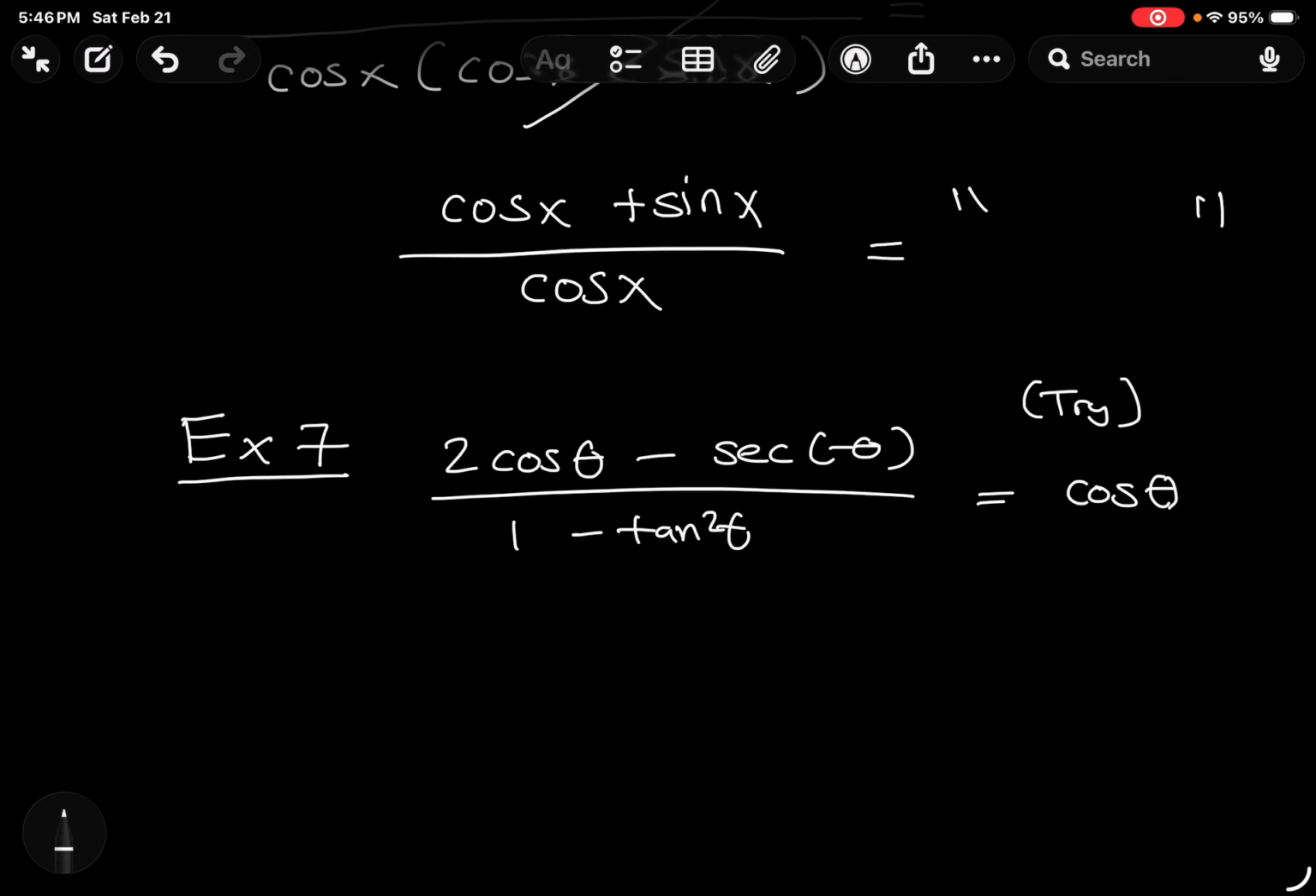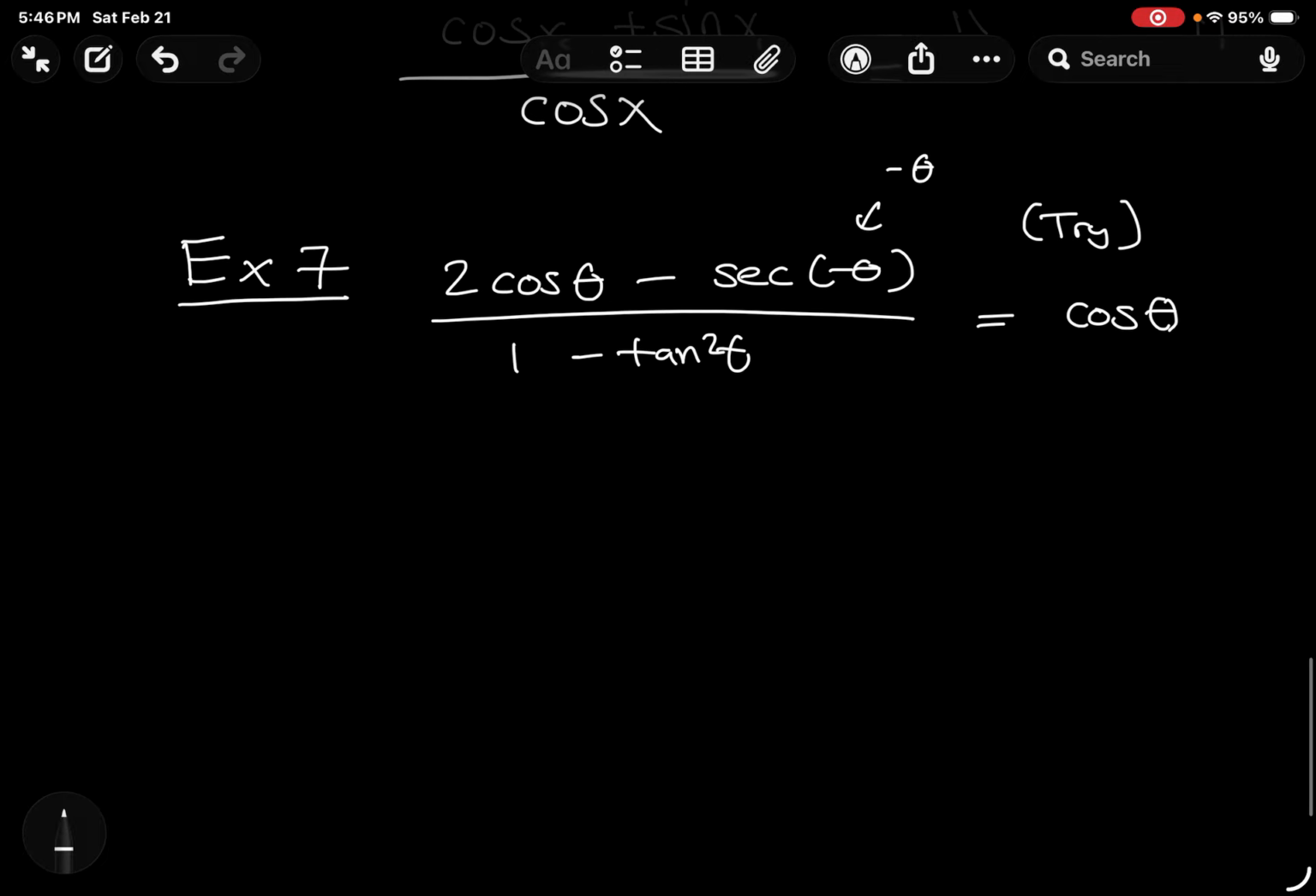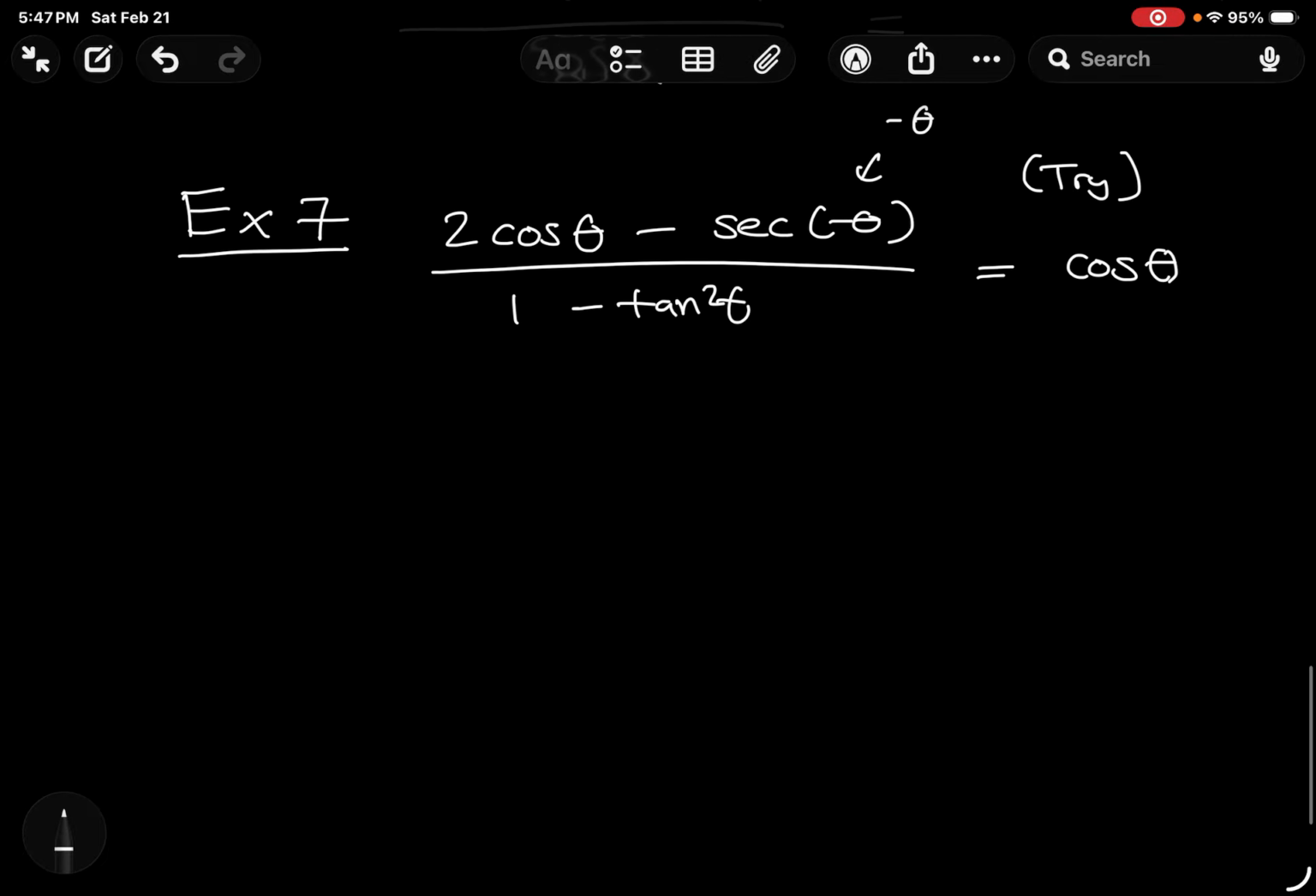And it should be obvious that the left-hand side is the more complicated side. My hint for you is to try to convert everything to sine and cosine, okay? By the way, this is a secant of negative theta. That looks a little bit unclear, okay? All right, so hopefully you try your best and then see where you got stuck.